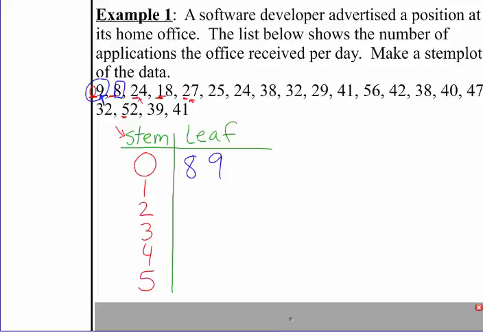Now we're going to look at everything that starts with a 1. So I have 18, I look for any other, and that's the only one. So the next one has an 8, and that's it.